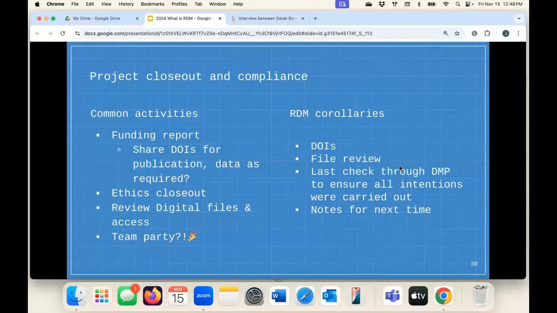So RDM considerations for this stage are making sure you have DOIs for the content that you need them for, you're reviewing your files, and a very last check through your DMP to ensure that all your intentions are carried out. And the last thing I'll mention is that I think it's a really good time to spend even like 10 minutes thinking about what worked and what didn't in your processes, and how can I make it better next time? Or what did I end up doing that didn't make it onto the DMP that was really useful or worked well for my team? I say that because most people will reuse their DMPs, and so it is worth spending that time to clean them up.